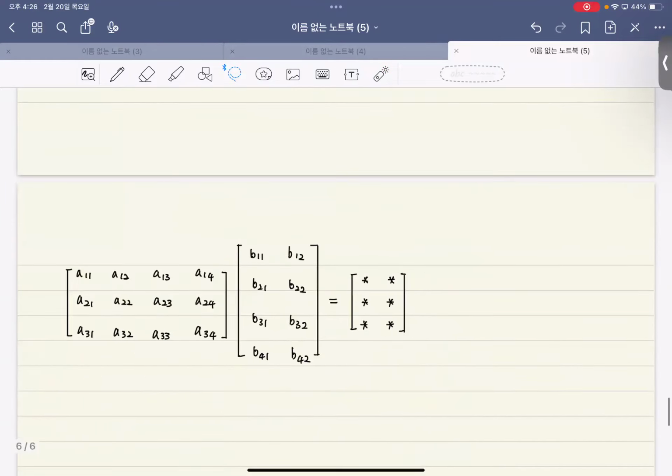Well, this is my rule of thumb. Suppose that I want to multiply this matrix by that matrix. This is 3 by 4, and this is 4 by 2. Therefore, the dimension of the resulting matrix must be 3 by 2, right?